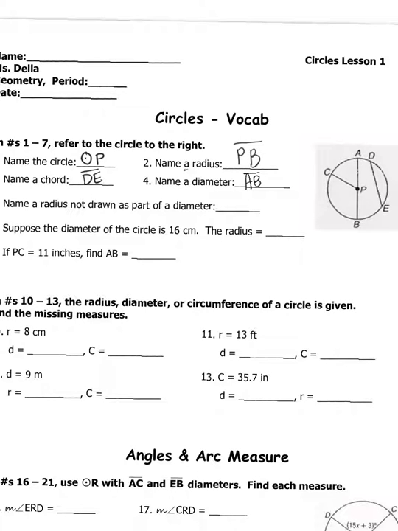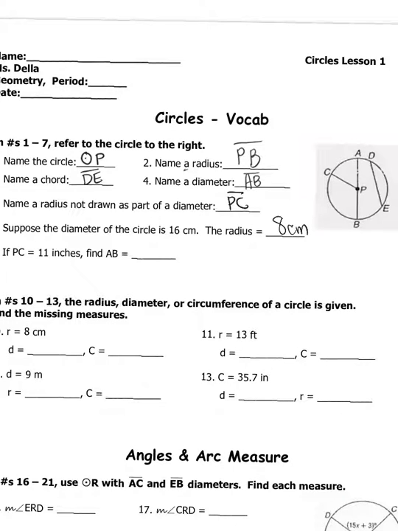Next it says name a radius that is not part of the diameter. Well, the diameter is here, so both P to A and P to B are part of that diameter, but P to C doesn't have the other half, so P to C would be the radius that's not part of the diameter. Next it says suppose the diameter is 16, what would the radius be? Well, remember, a radius is half of the diameter, so it would just be 8 centimeters long.